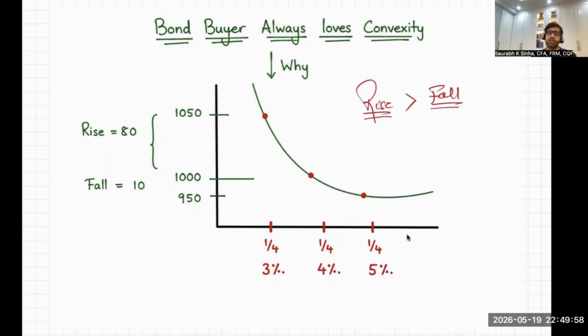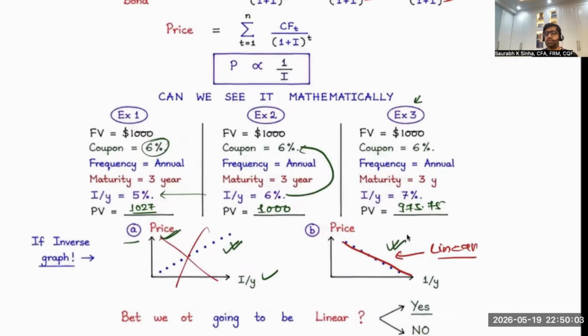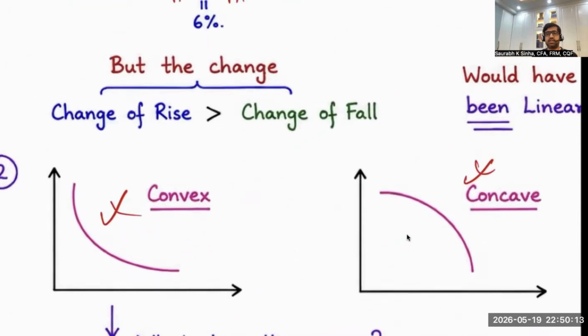So what we have understood in the whole session is that the relationship between the price and the interest rate is inverse, but it is not linear inverse. There is no linearity. It is convex and inverse. And we call this feature convexity, the convexity of the price yield curve.